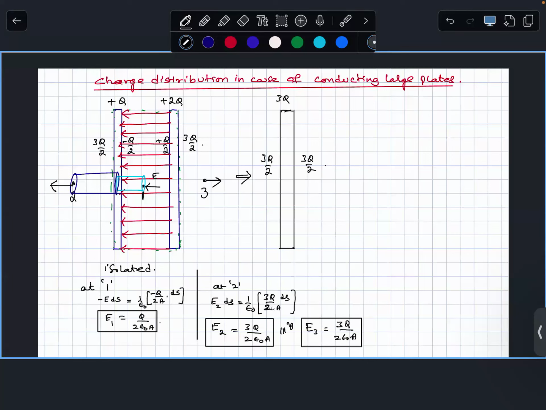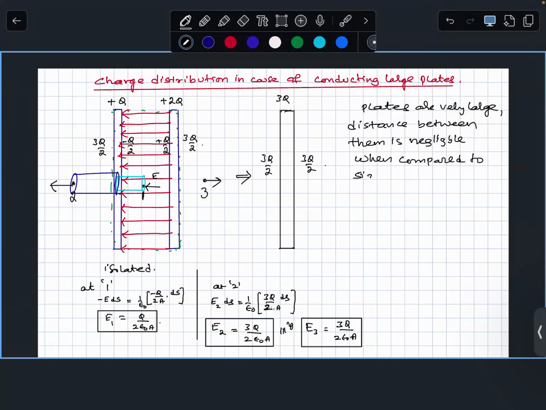Any doubts? So here, plates are very large. Distance between them is negligible when compared to the size of the plate. Therefore, E will be uniform.